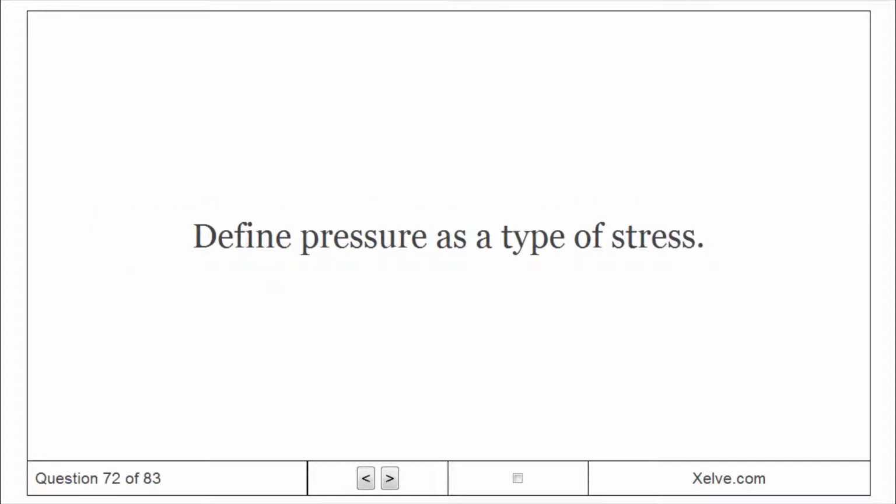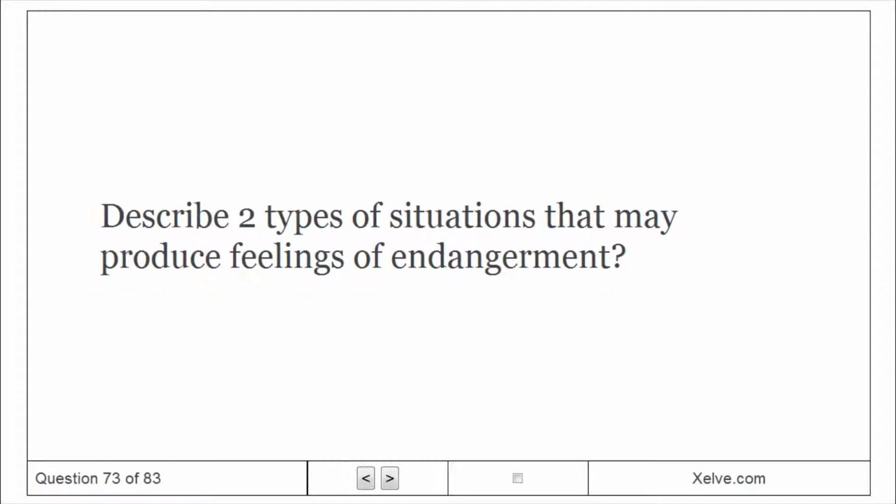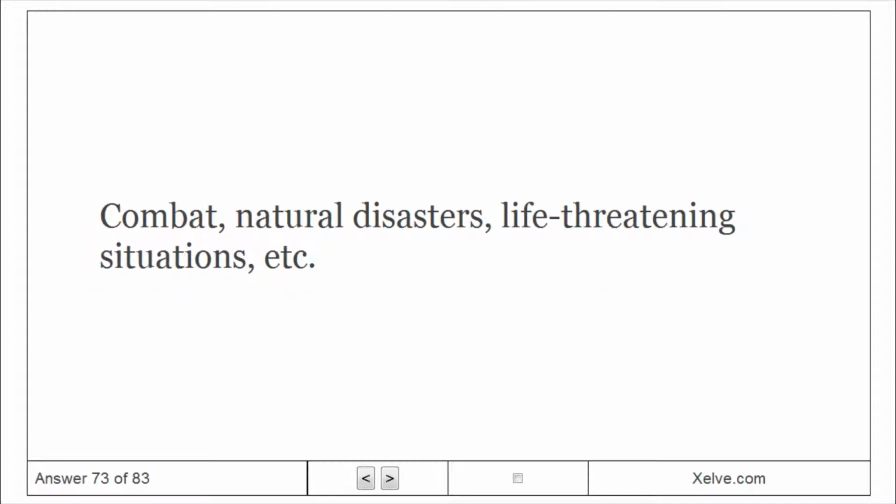Define pressure as a type of stress. We feel pressure when there are expectations to behave in a particular way. Describe two types of situations that may produce feelings of endangerment. Combat, natural disasters, life-threatening situations, etc.